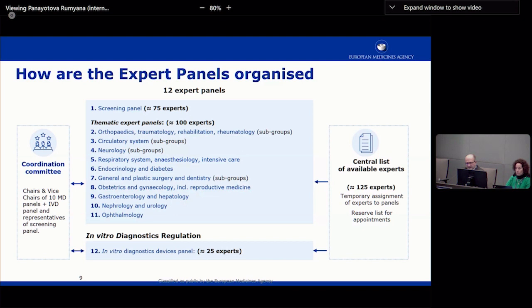And you can see that there is also the support of a central list of available experts that can be called in for specific procedures, and all the expert panels' activities are also coordinated by a committee where the chairs and vice chairs of all the panels sit. So you can see that this is organized in clinical areas, and some of the clinical areas are quite big, so they were reorganized in subgroups, as is orthopedics or the circulatory system, for instance.